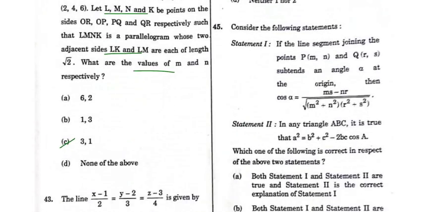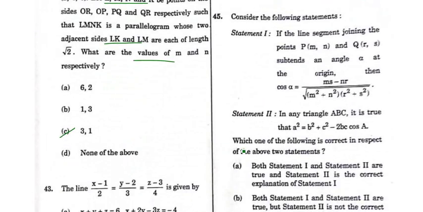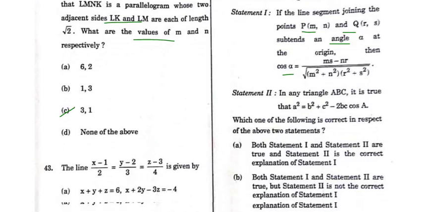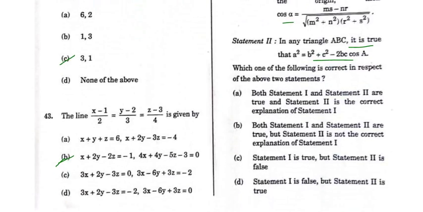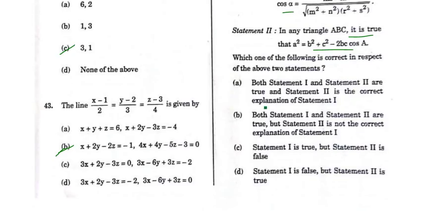Next question is, consider following statements. Statement 1 is given. If the line segment joining points P(m, n) and Q(r, s) subtends an angle alpha at the origin, then cos alpha equal to ms minus nr upon under root m square plus n square r square plus s square. So statement 2 is also given. In a triangle ABC, it is true that a square equal to b square plus c square minus 2bc cos A. So which of the following statements is correct in respect of the above two statements? So this is the cases and reasoning kind of questions.